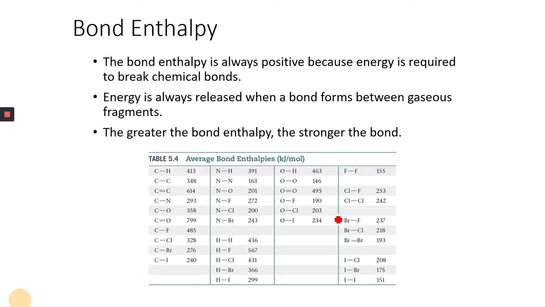So here's a table that's from your book of average bond enthalpies. Remember, your bond enthalpy is always positive because energy is required to break chemical bonds. So it's always positive. When you form a bond, when you're forming bonds, energy is released. So that is negative. The greater the bond enthalpy, the stronger the bond. So just looking at this table, let's see, what is the strongest bond? Well, so far it's this carbon double bonded to oxygen. Yep, this one here is the strongest bond.